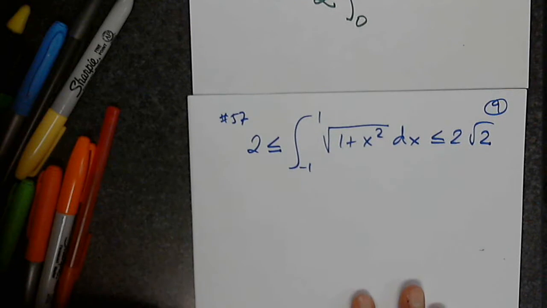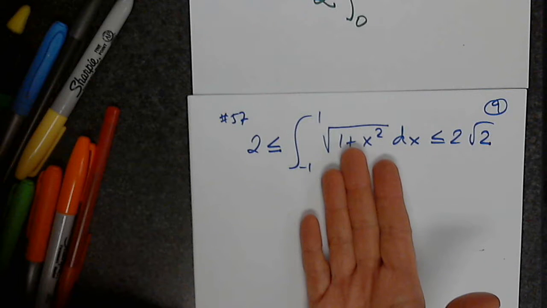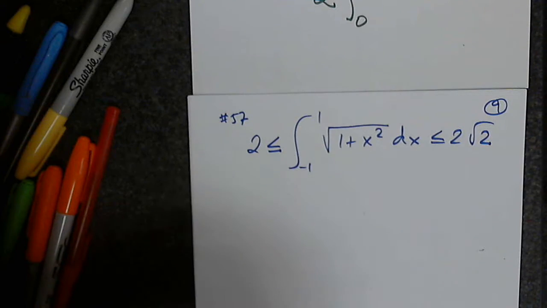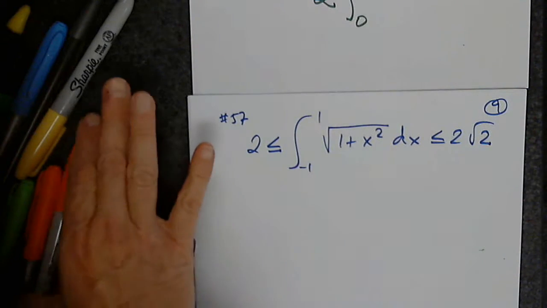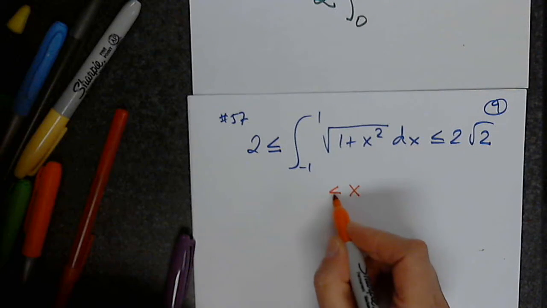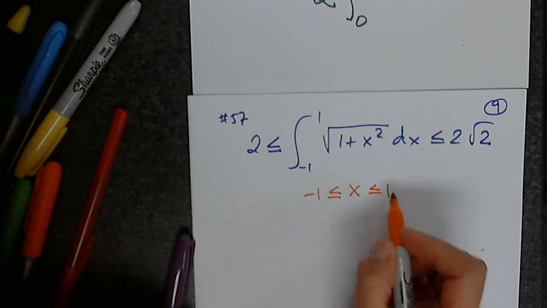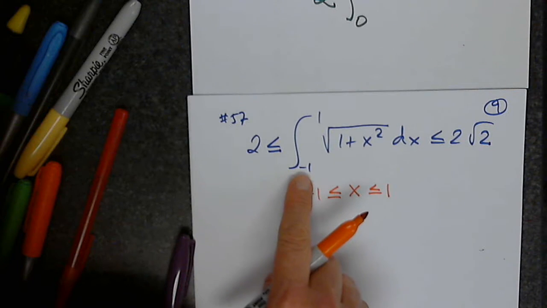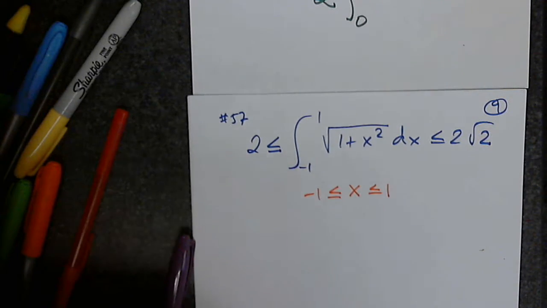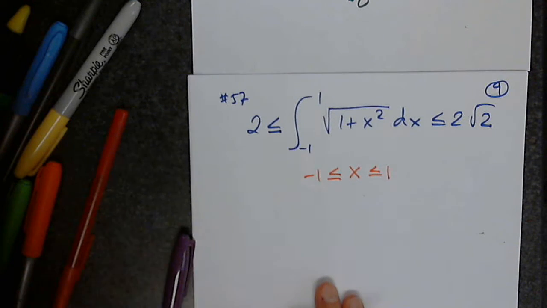Okay. I have to start with the function. And I know that x is between negative 1 and 1. So this is where my starting point is. I write x between negative 1 and 1. Is that clear? Because I have the lower limit negative 1 and the upper limit 1.